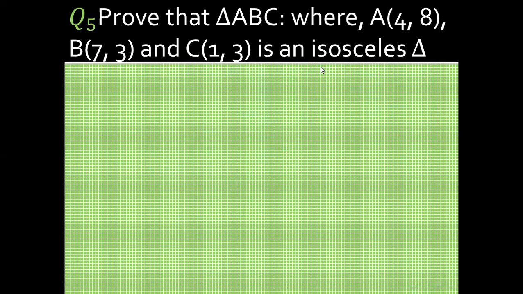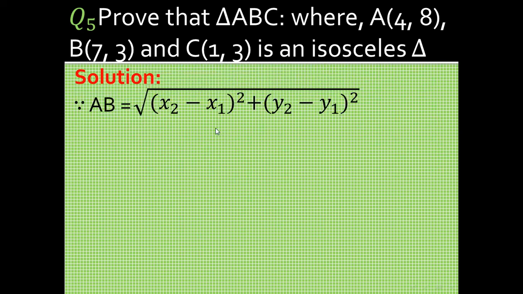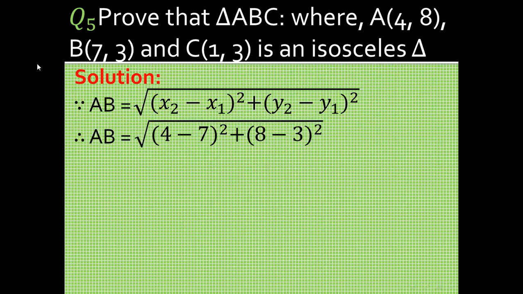To prove that the triangle ABC is isosceles, we must find two sides that are equal in length. By the same steps, find AB. AB equals the root of the difference between x squared plus the difference between y squared. AB equals root of (4 minus 7) squared plus (8 minus 3) squared, which equals root 34 using your calculator.